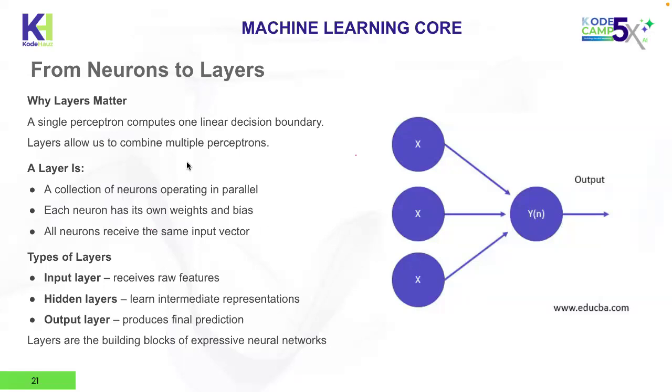So let's talk about layers. Like we said, a single perceptron will compute only a single linear decision boundary. In other words, it can only draw a single line to separate, or classify, two groups. If, like the XOR problem, it cannot be solved with a single line, then a single neuron is not enough. So what we now do is we use layers to combine multiple neurons or multiple perceptrons. So a layer is a collection of neurons operating in parallel.